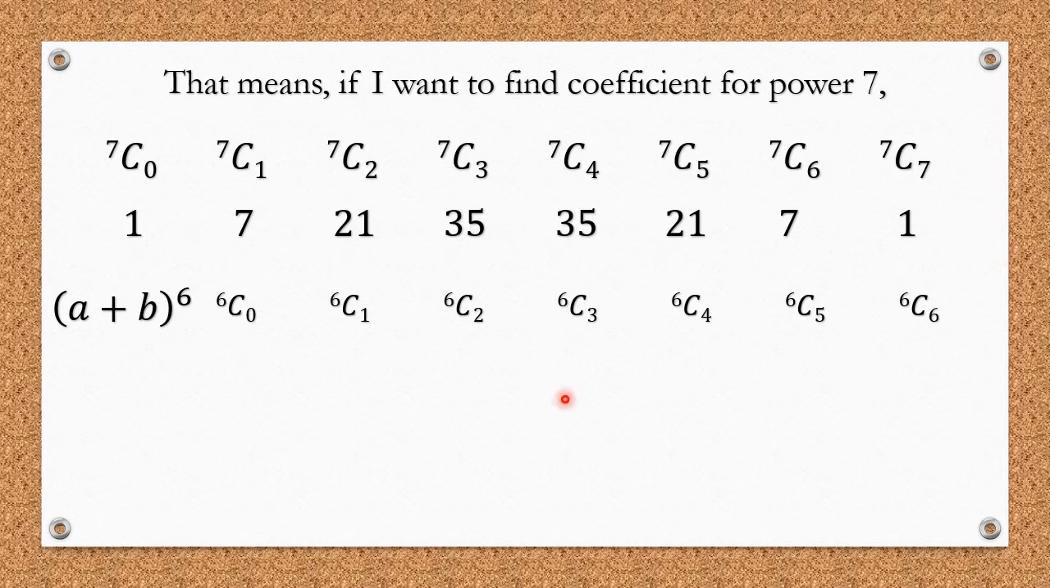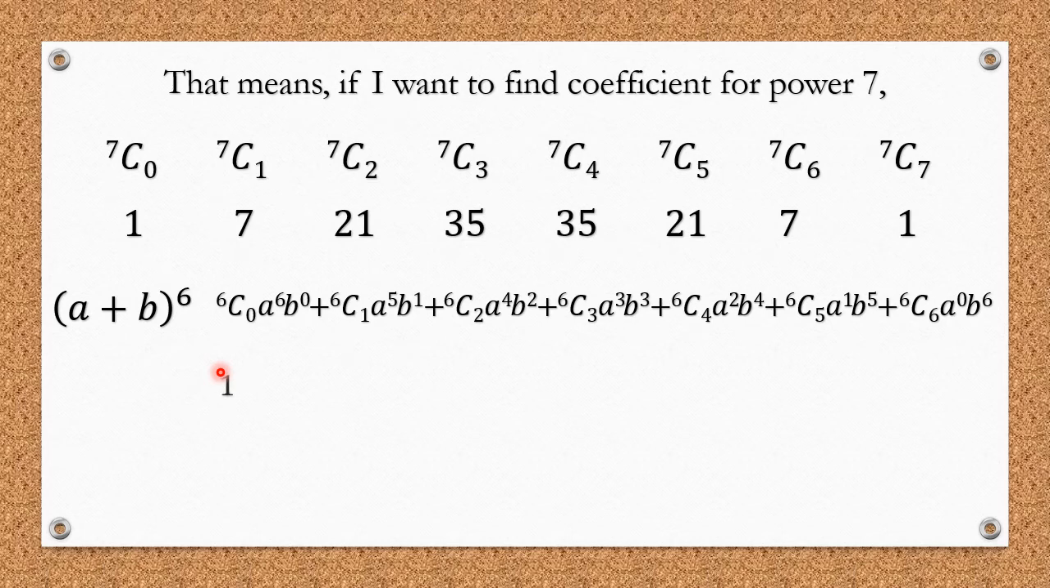And the first term is a. The maximum power is 6, so a raised to 6, then 5, 4, 3, 2, 1, 0. The second term is b, so b raised to 0, b raised to 1, 2, 3, 4, 5, 6. And then because there is a positive value here, plus signs everywhere.